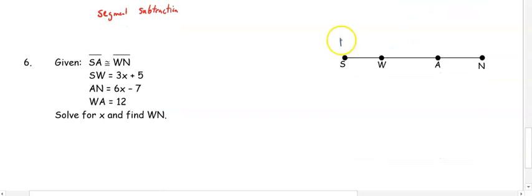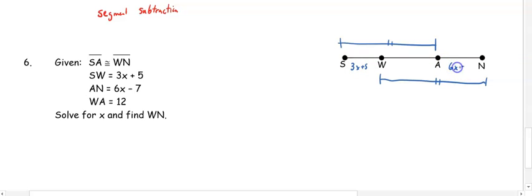In number 6, we know that SN, or SA, is congruent to WN. We also know that SW is 3x plus 5, AN is 6x minus 7, and WA is 12. So because WA is the shared part of the segment, if we cut that out, we know that these two smaller pieces are congruent by segment subtraction. So we would have 3x plus 5 equals 6x minus 7. So we get 12 equals 3x. We divide, x is 4.